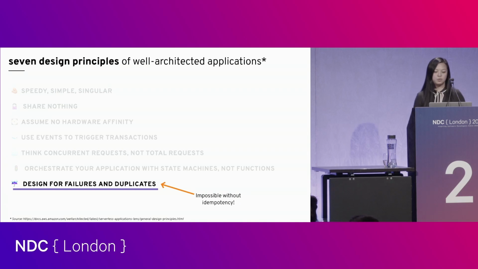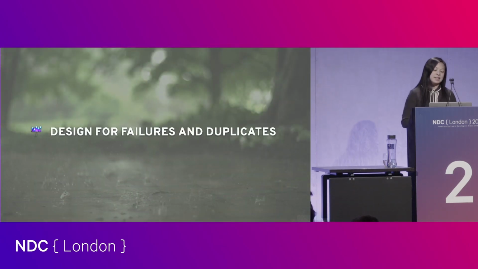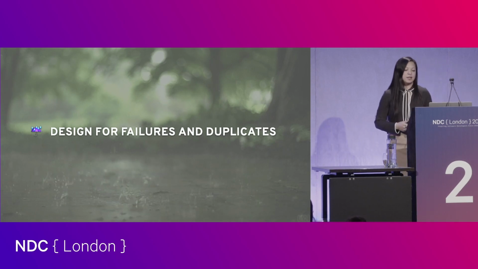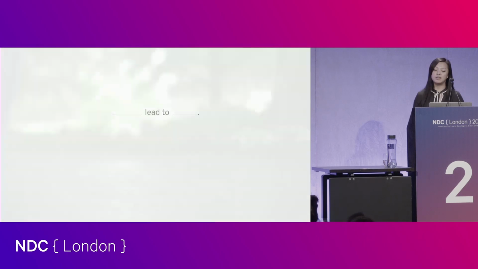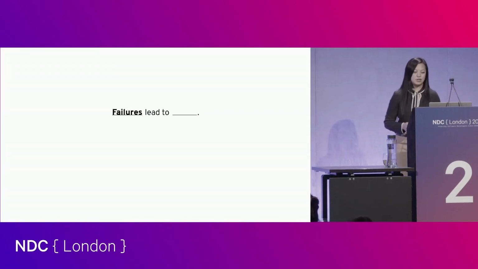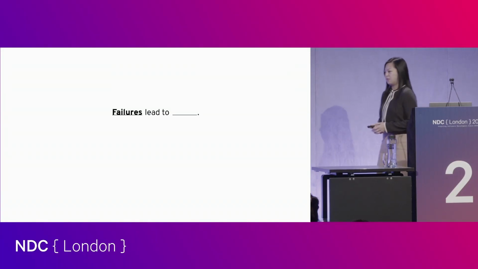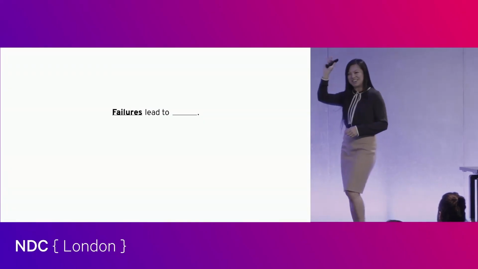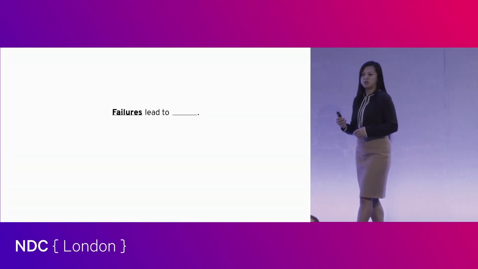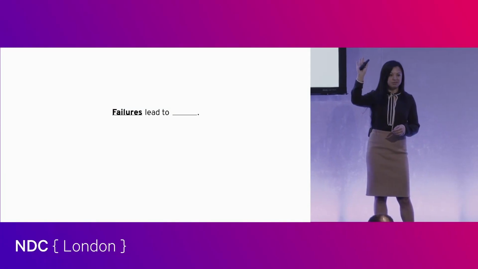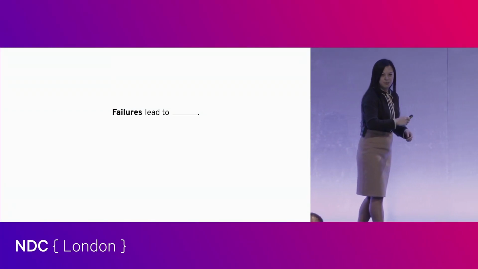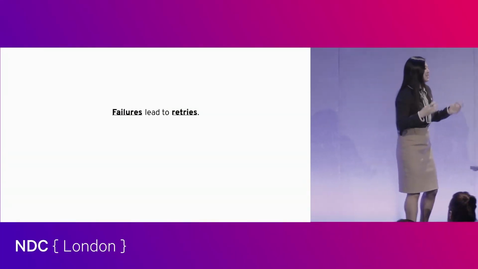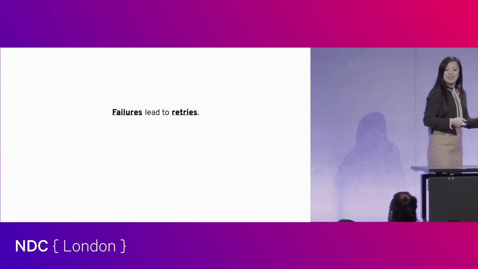So, how do we deal with designing for systems that will have failures and duplicates? Well, one thing that we need to remember is that failures will almost always lead to retries. How many of you have uttered the words, have you tried turning it on and off again? Yes. How many of you have said, just retry the function? How many of you have said, just recompile it? Yes. So failures often always lead to retrying something, and that is okay.